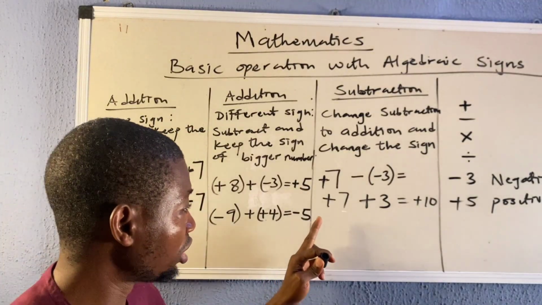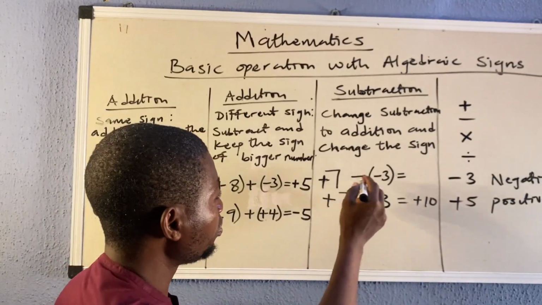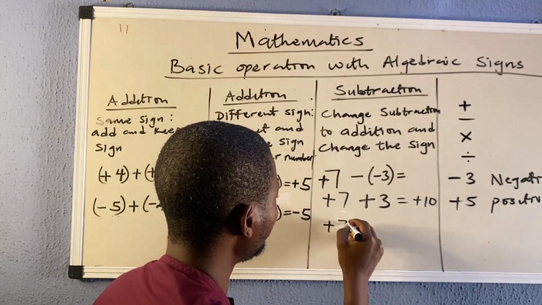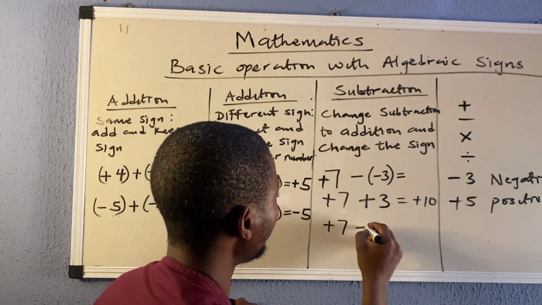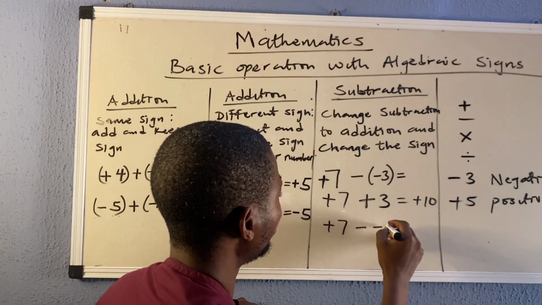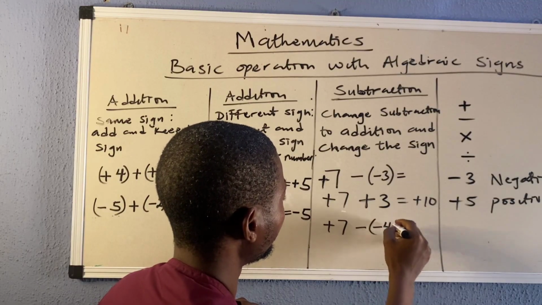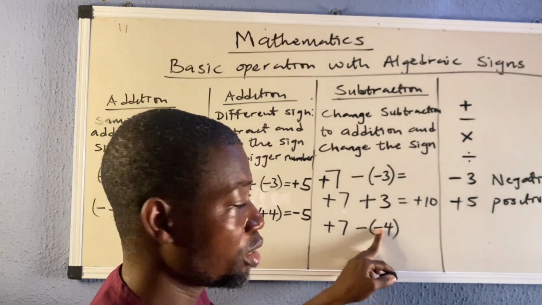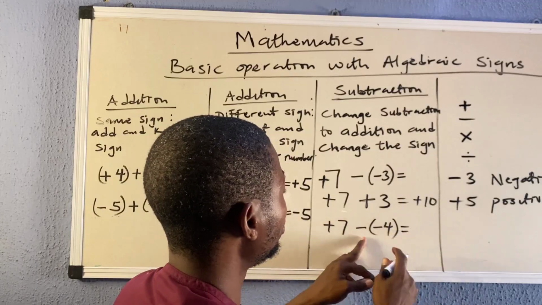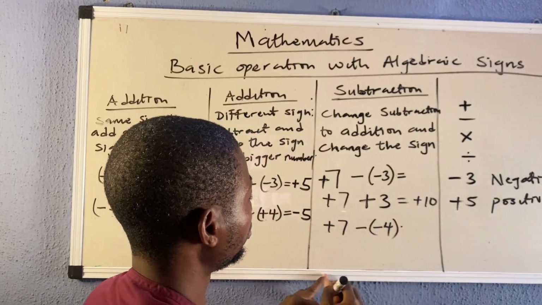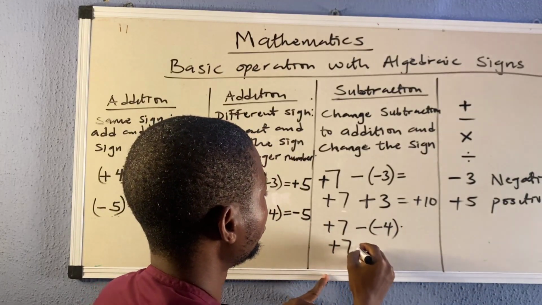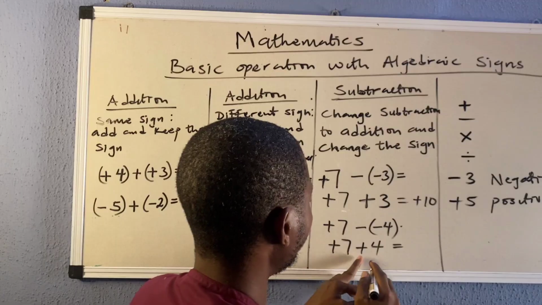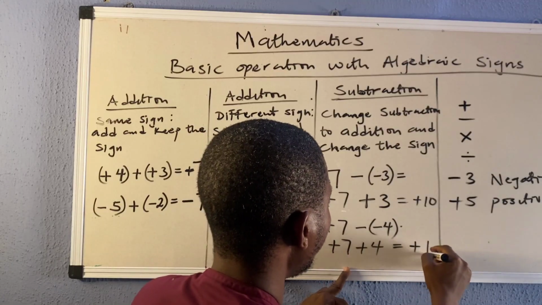Don't get this twisted at all. Let's look at another example. Plus 7, then minus -4. Because we are subtracting a negative number, this one needs to change to positive. So we have plus 7 plus 4 equals plus 11.